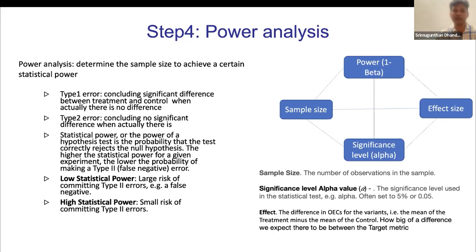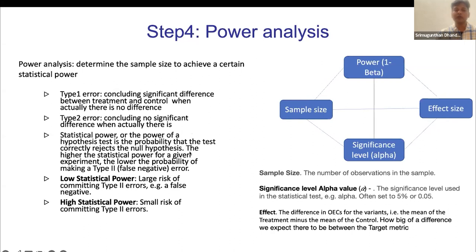Now when you want to do an inference, either you can make a type 1 error or type 2 error. Type 1 error is that you conclude there is a significant difference between treatment and control when there is no difference. And type 2 error is you conclude there is no significant difference when actually there is a significant difference.